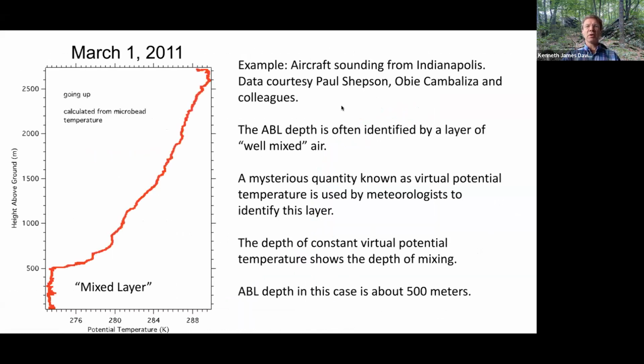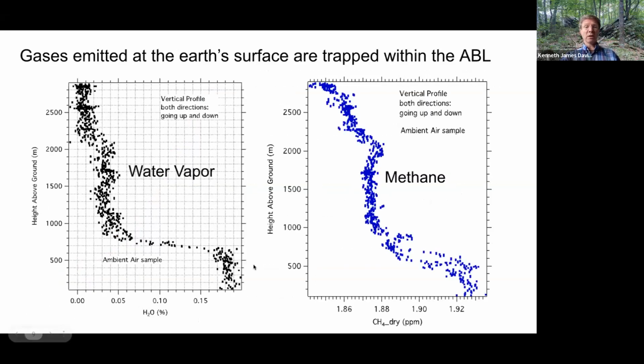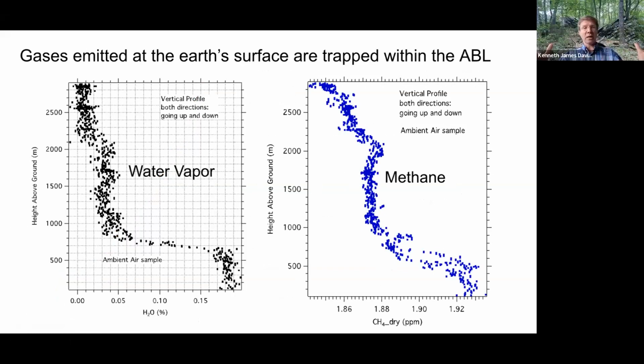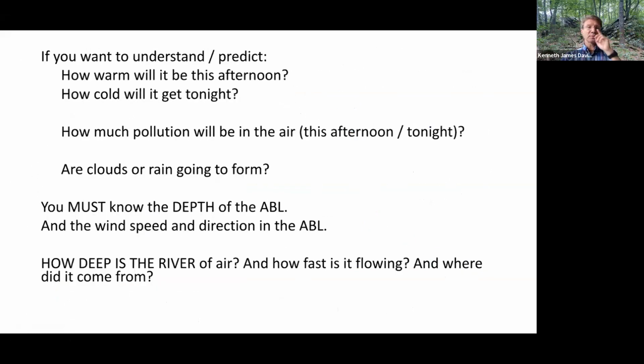Well, here's some aircraft measurements from long-term colleagues, Paul Sheps and Obi Kambaliza, who are at Purdue now. Paul has moved down to Stony Brook. This is another view of that daytime convective layer. You notice it's a lot shallower, it's in the springtime, but it's 500 meters of well-mixed air. And if you look at what you could call these pollutants or just gases, things like water or methane that are emitted to the surface, they accumulate in that low layer. So they pile up in that layer of air. So the thickness of that river, the depth of that box makes a big difference.